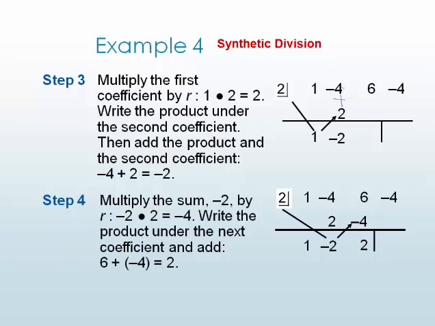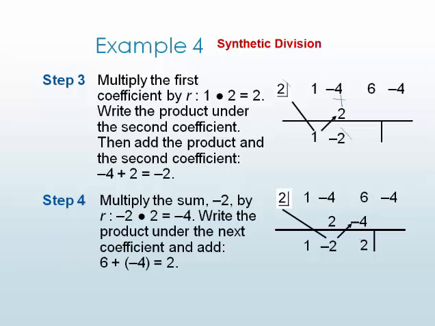Then we add down the column. So right here we're going to add. Just write down the coefficient negative 4 as shown. Negative 4 plus 2 is negative 2. Then we do it again. 2 times negative 2 gives us negative 4, and we put that under the 6. Then we add down.